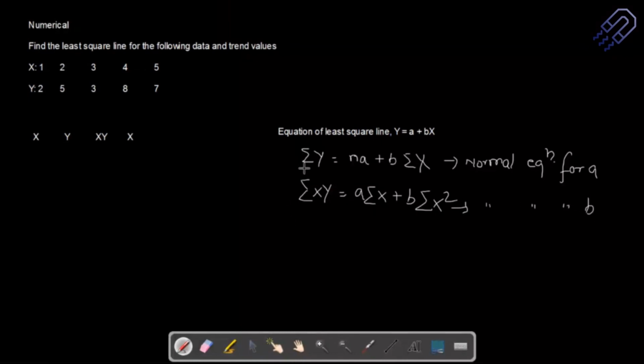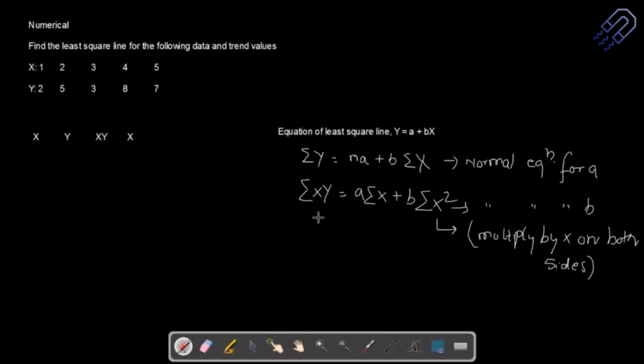Now look into this. For the normal equation for a, you already have the equation of the least square. You're just going to take all the values, add them up, and find out this. But for b, you have to multiply by x on both sides. So multiply x here, and multiply the x value here. Multiply by x on both sides, and then you're going to find out the values.